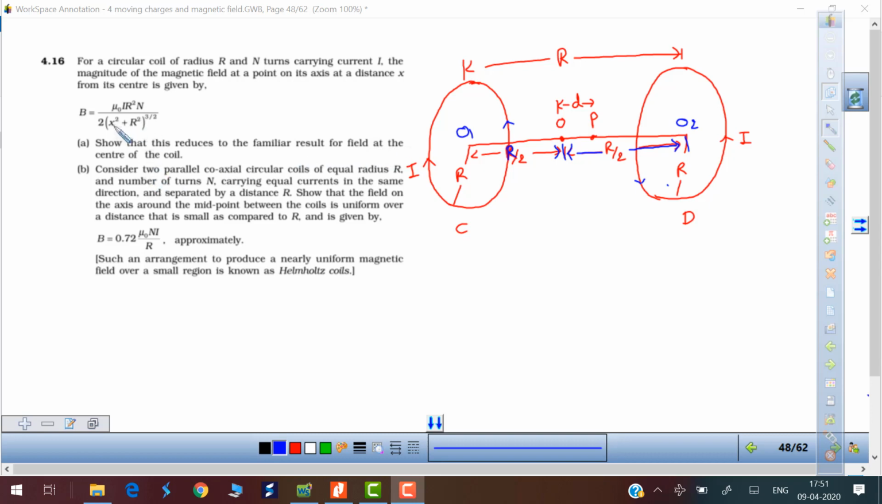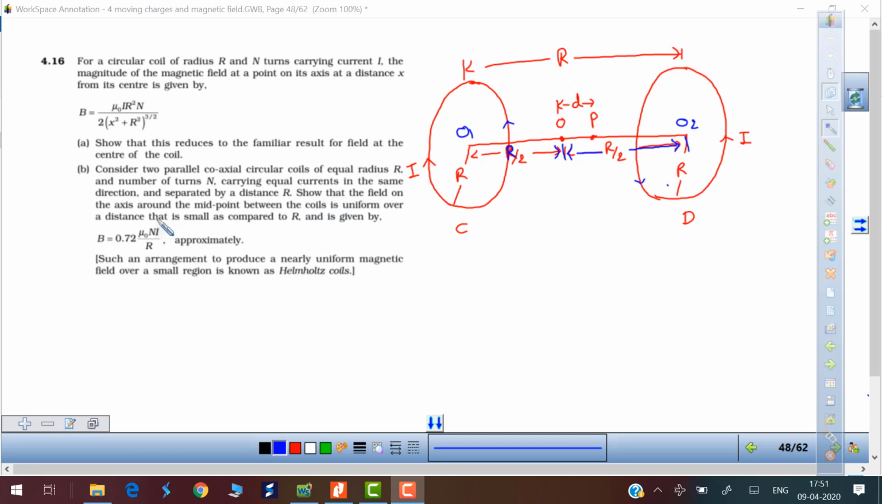So when you put x equal to 0, you will get one formula that we already derived in our discussion. Now this is the main thing. Consider two parallel coaxial circular coils of equal radius r. So both have the same radius and the same number of turns n, carrying equal current, the same current, and in the same direction, and separated by a distance r. So this distance is r.